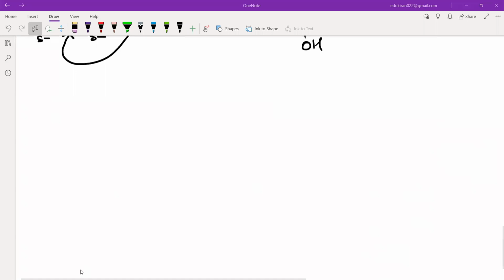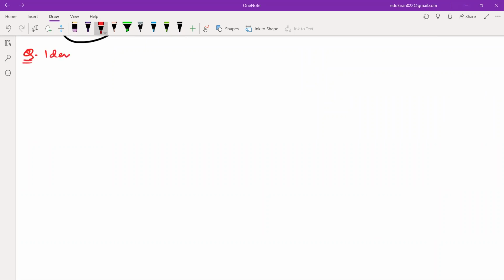Okay, write the question. Identify Lewis acids and bases in the following.